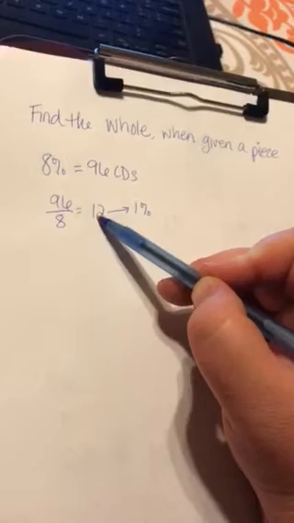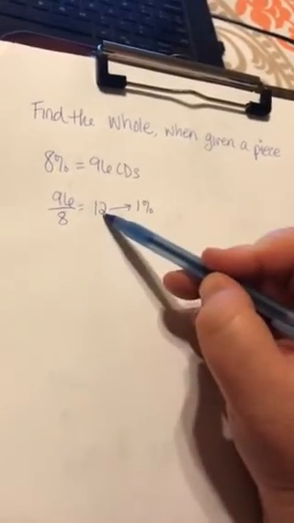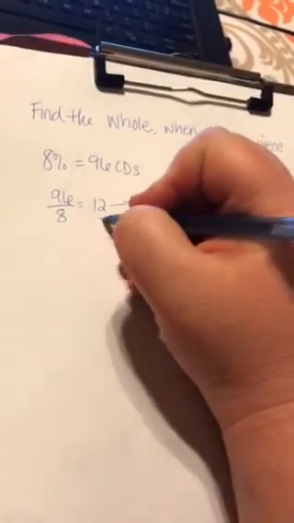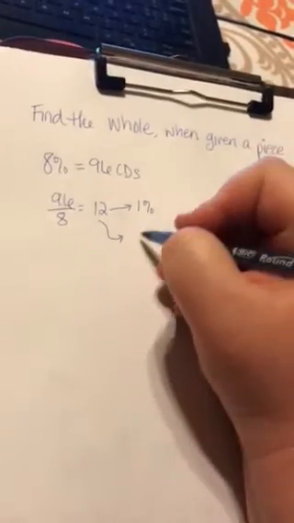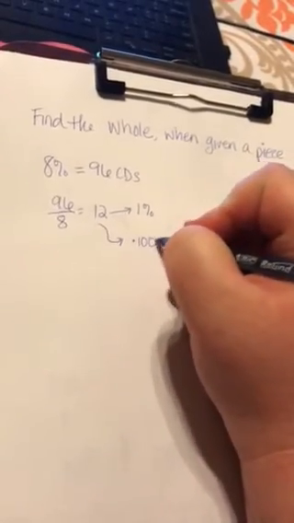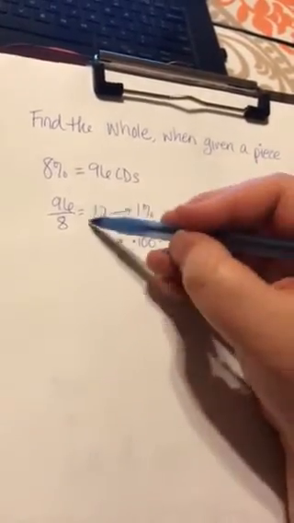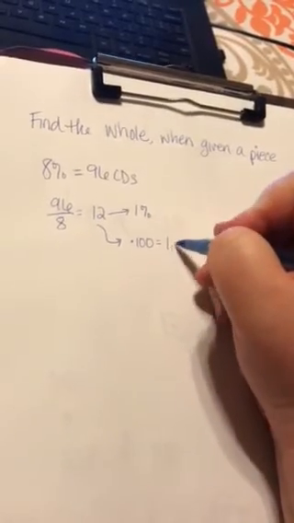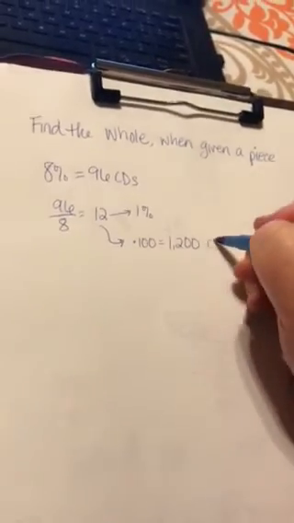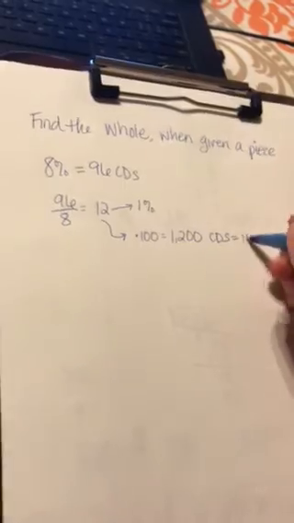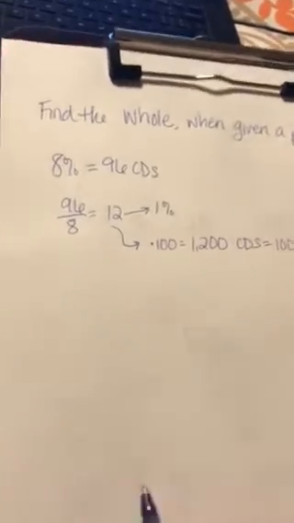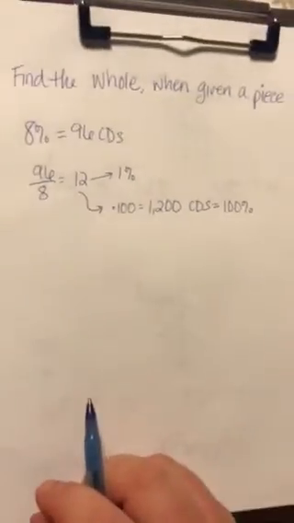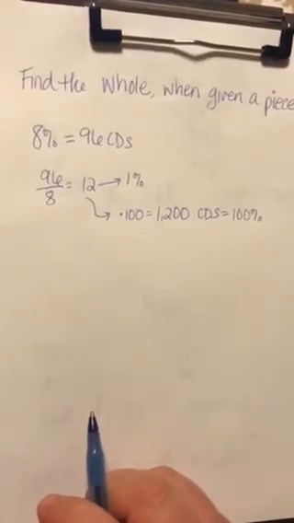Okay, so if we know that 1% of her collection is 12 CDs, then it's very easy to find out, well, what is 100%? So we're going to take this number, we're going to multiply it by, what do you think? Dun, dun, dun, times 100 to equal 100%. So 12 times 100, 1,200 CDs equals 100% of her entire collection. That's a lot of CDs.